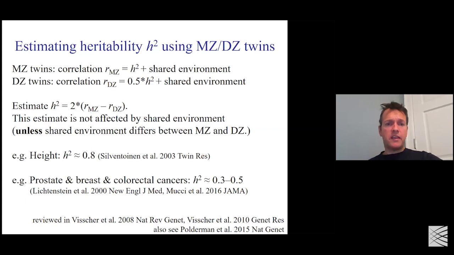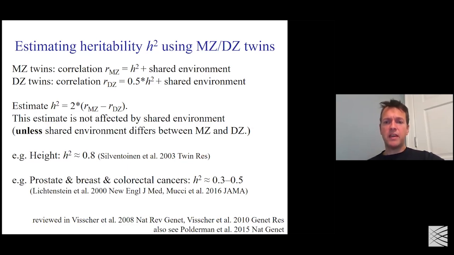All right, and so keeping in mind that these estimates might be inflated, there has been a lot of work published. A broad and recent reference worth looking at is Polderman et al. 2015, Nature Genetics. For example, for height, the most quoted value from twin studies is 0.8. And then recent studies of cancer have produced estimates of around 0.3 to 0.5.